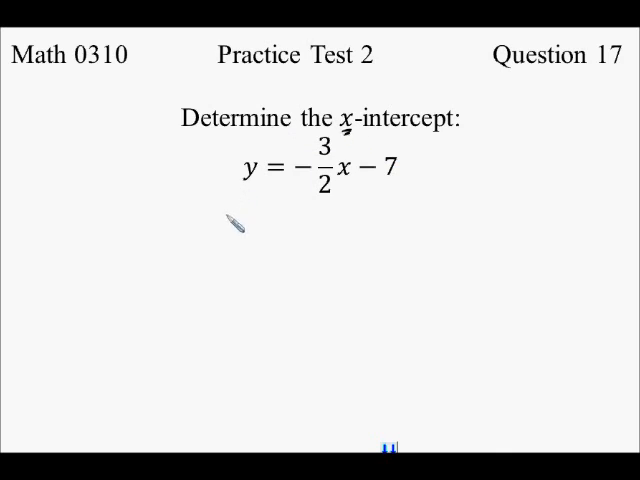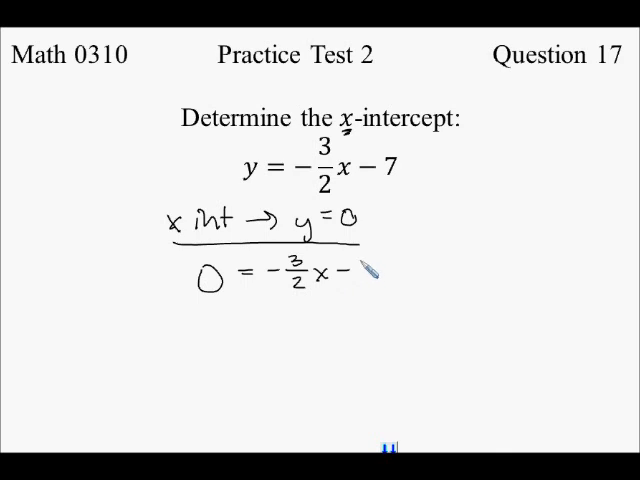And remember from a couple of the earlier questions that an intercept is when the opposite variable is 0. So an x-intercept, remember, is going to mean that y equals 0 here. So we can see this is not quite as easy as it could be if they said y-intercept. So here if y is 0, that would mean that 0 equals negative 3 halves x minus 7. And so now we want to solve for x.